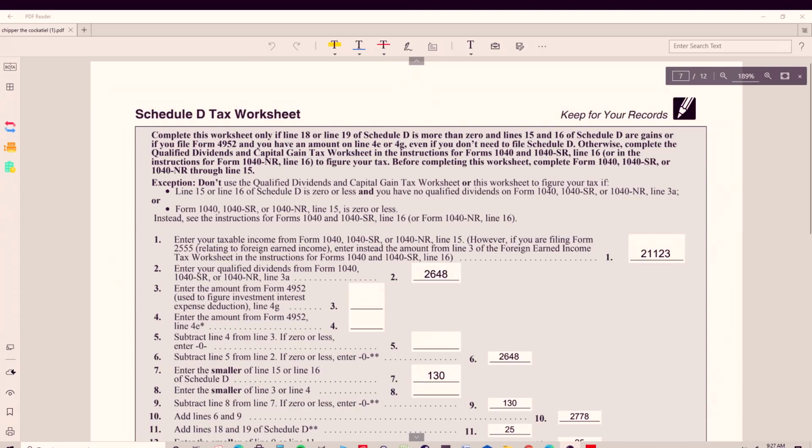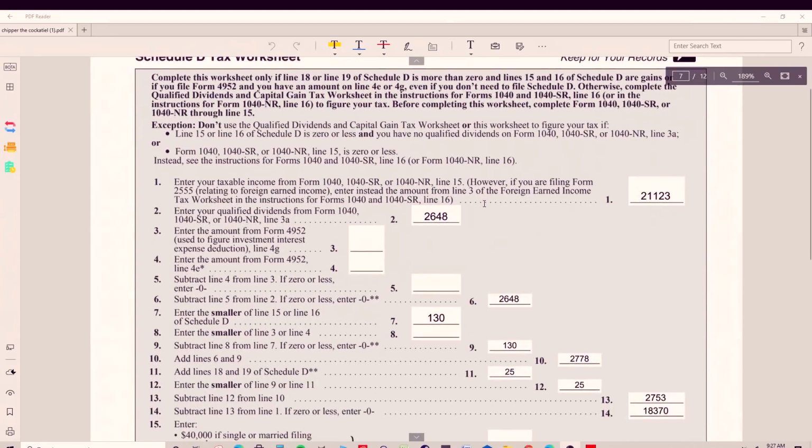The last thing I want to point out is the Schedule D tax worksheet. This worksheet should be in your software when you're filling out your capital gain cells and your qualified dividends. It looks at all of your capital gain related income, and it determines what capital gain tax rate you pay on that income.